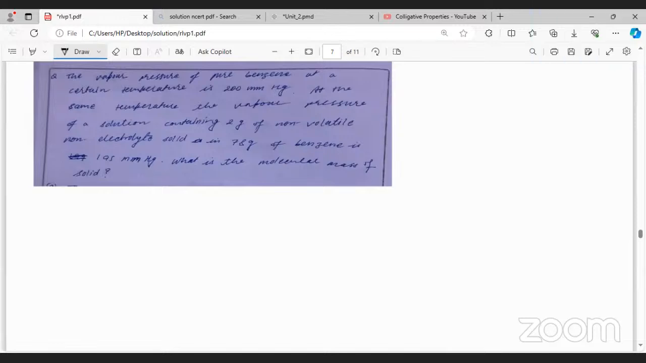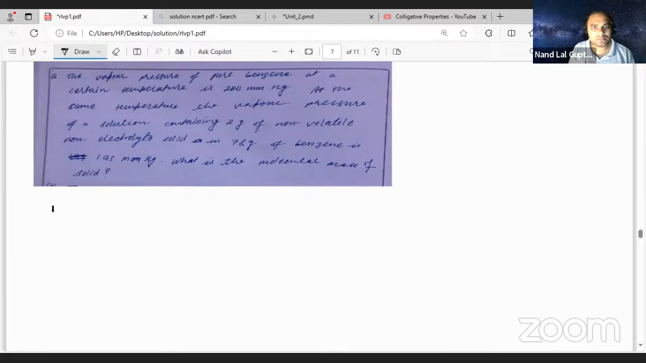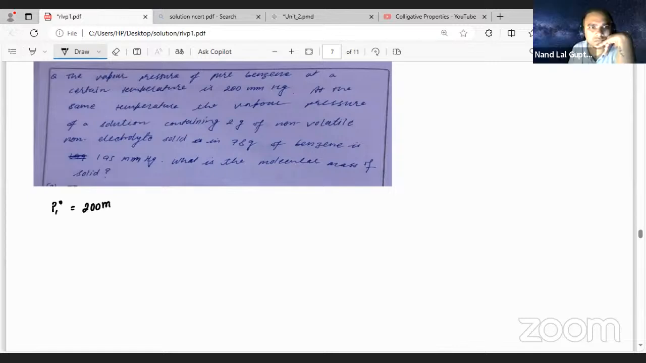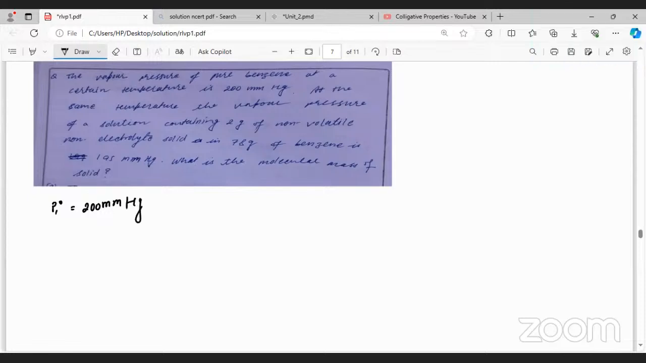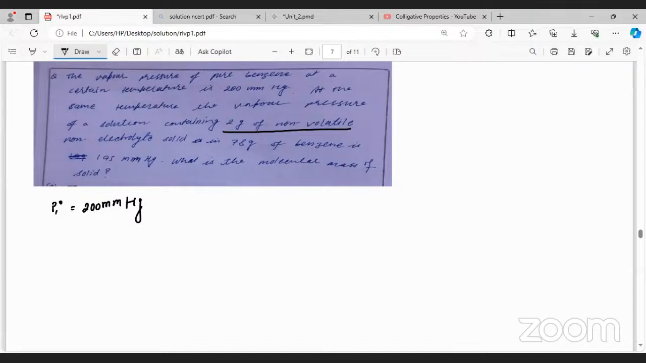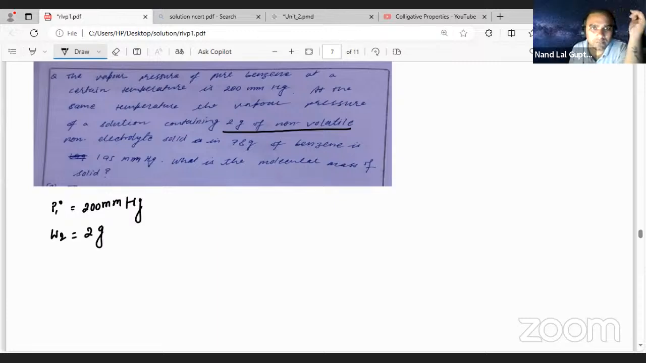The vapor pressure of pure benzene at a certain temperature is 200 mmHg. At the same temperature, the vapor pressure of a solution containing 2 gram of non-volatile, non-electrolyte solid in 78 gram of benzene. So how many gram? 2 gram. So this is W2 equal to 2 gram. And 78 gram of benzene means this one, 78 gram. This is benzene.